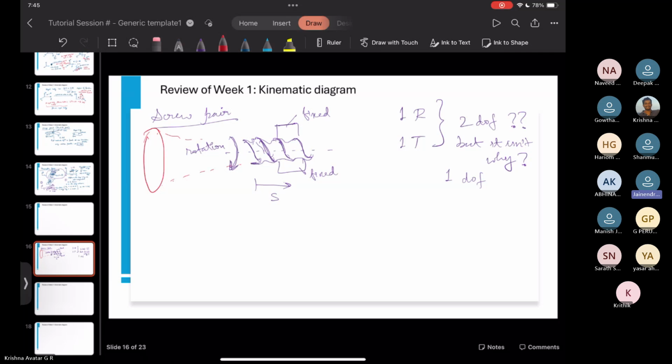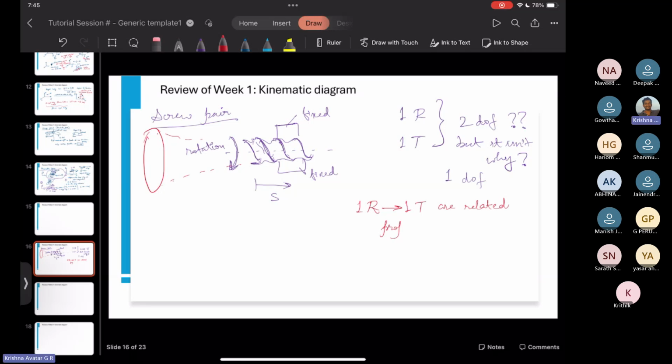We can define translation motion by rotational motion. Exactly, yeah, that is the answer. Translation and rotation are related. So in this case, translation is a byproduct of rotation. It's rotation which creates translation, and they are proportional. That is the main thing here.